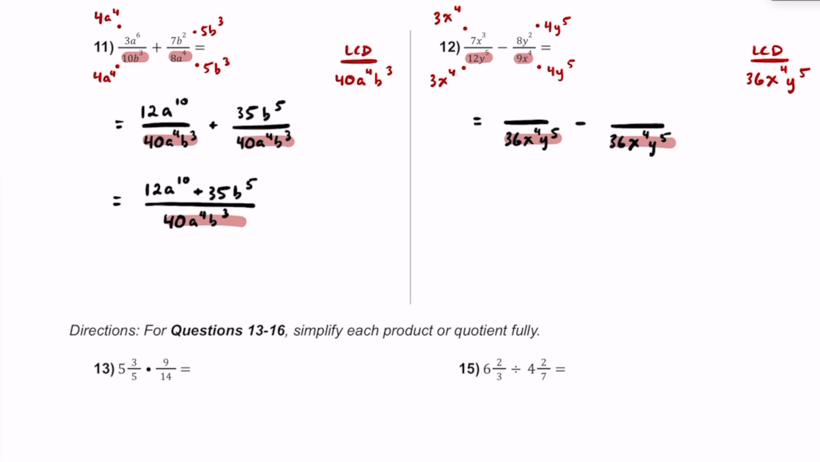They're the least common denominator. But for the numerators, we're going to have 21, I think it's going to be x to the 7th power here. And then for the other fraction, I think we're going to have 32, and it looks like it's going to be y to the 7th power.